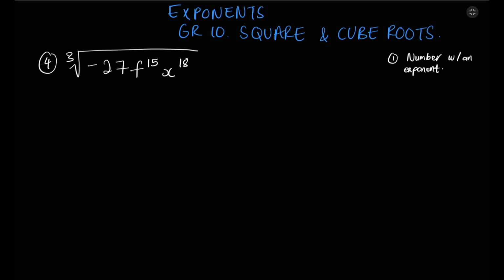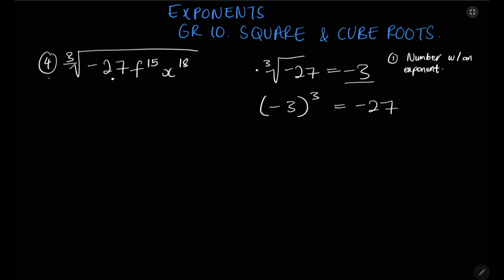Let's try negative 27 f to the power 15 x to the power 18. What's the first step? You have to write down this negative 27 as an exponent. So what is the cube root of negative 27? You get negative 3. Verify with your calculator. So that means you may write this as negative 3 to the power 3, or negative 3 cubed, which is negative 27. Now let's rewrite this as we have our cube root, negative 3 cubed, f to the power 15, x to the power 18.